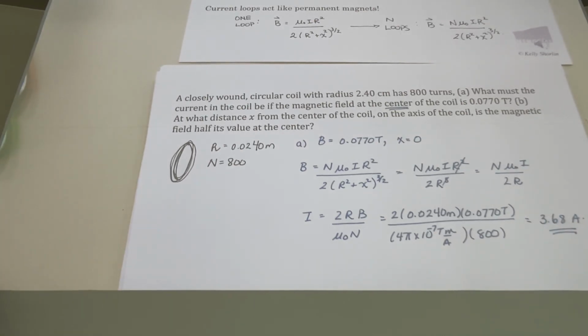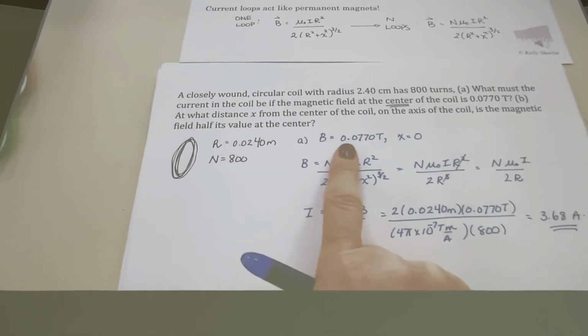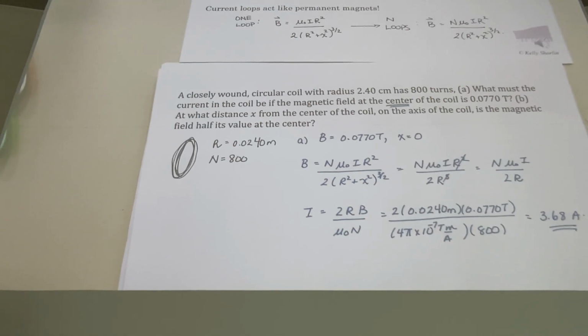So if we run that current through 800 coils, we'll get this small magnetic field at the center of the coil, and then it will fall off as we go further away. Any questions there?